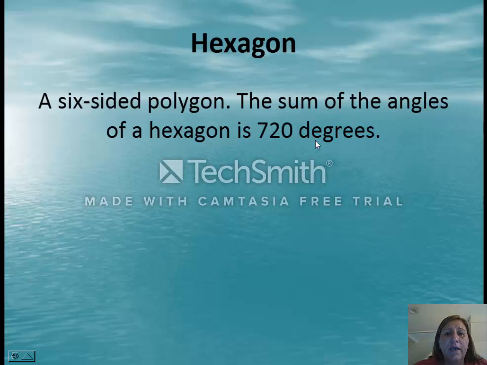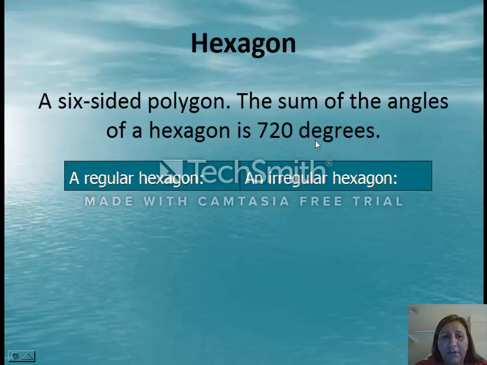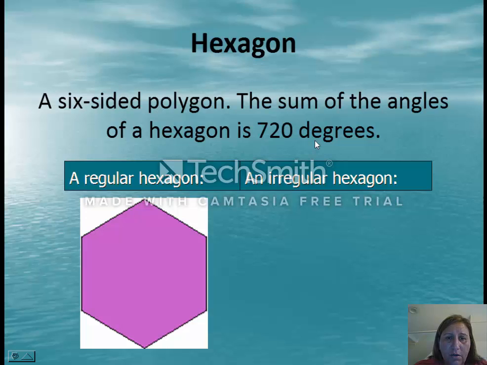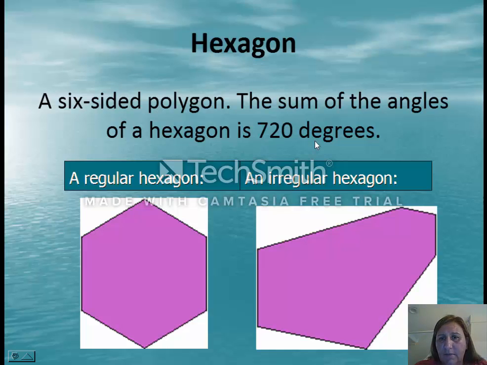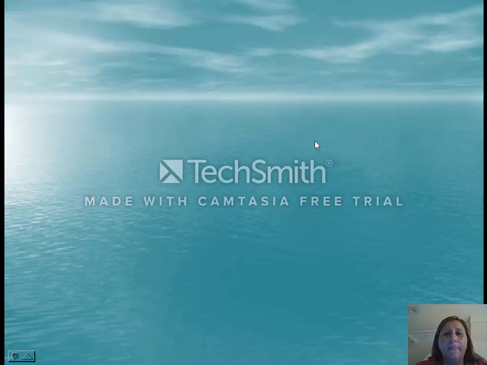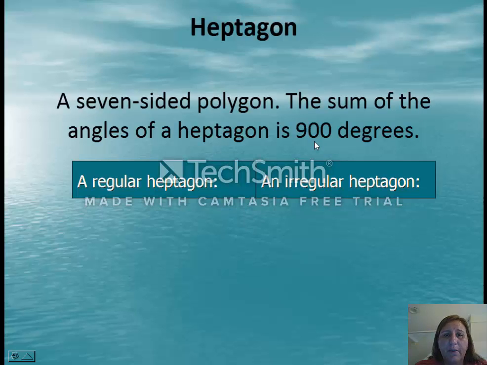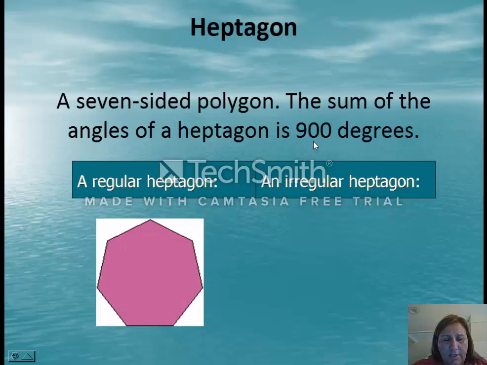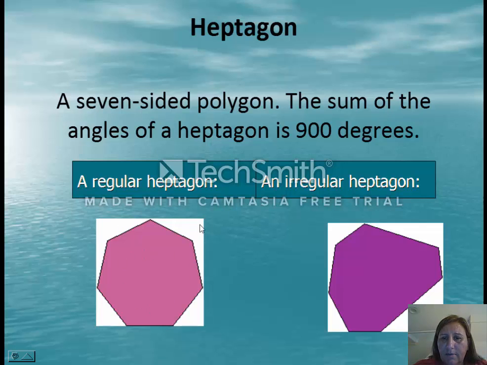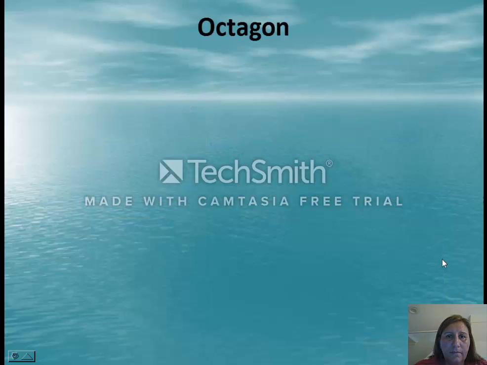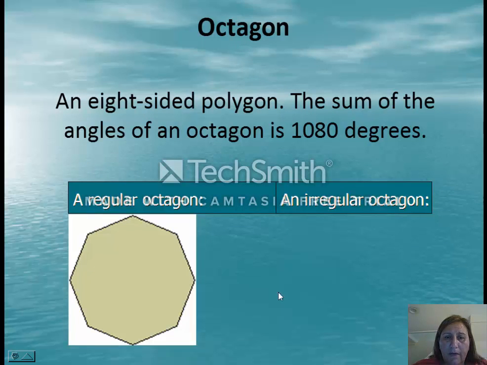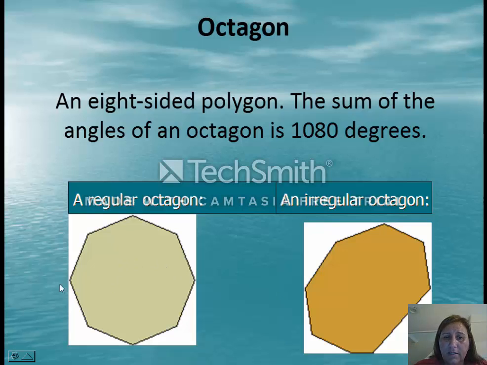Let's look at a hexagon. A hexagon is a 6-sided figure. This is a regular hexagon. All sides are the same and all angles are the same, and this is an irregular hexagon. Heptagon, 7-sided polygon. This example over here is a regular heptagon. All sides and angles are the same, and this is an example of an irregular heptagon. An octagon. A regular octagon looks like this one over here, and an irregular octagon looks like this.